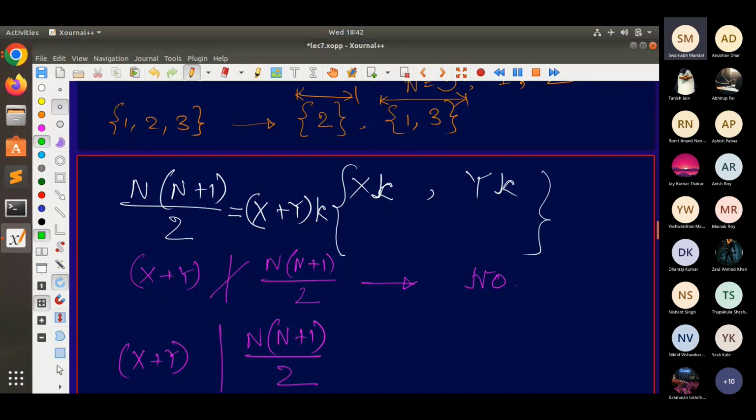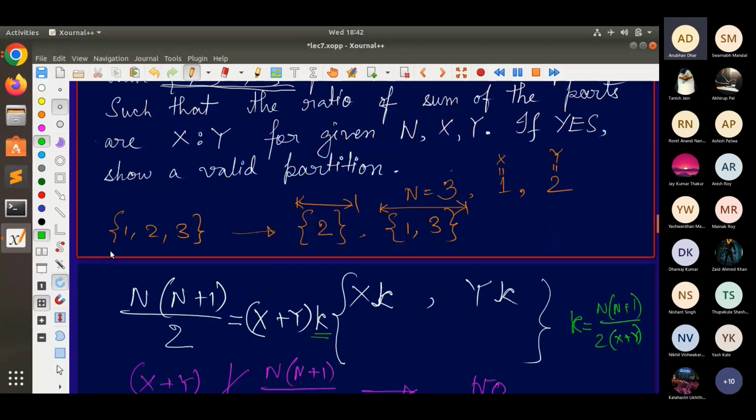If we just get the sum as xk or yk, then we can say that, okay, you know the value of k, right? You know x, you know y, you know n, so you can get something like k equal to n into n plus 1 by 2 into x plus y, right? However, can you just dry run your algorithm on this particular thing and check?